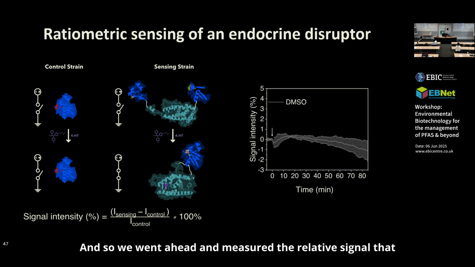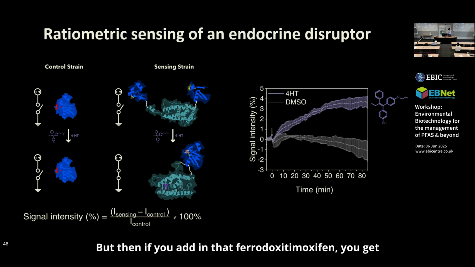And so we went ahead and measured the relative signal that you get from the sensing strain compared to the control strain. If you use this molecule DMSO, which is our carrier here, you don't get much of a response from our sensing strain. But then if you add in that 4-hydroxytamoxifen, you get this sharp turn on electron current and signal coming out of these particular sensor molecules.